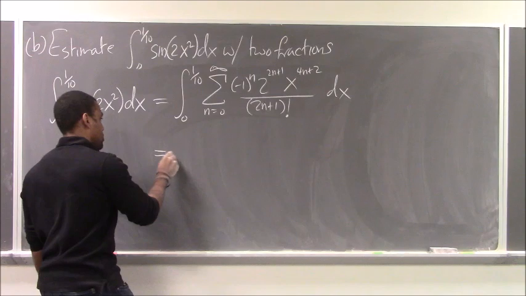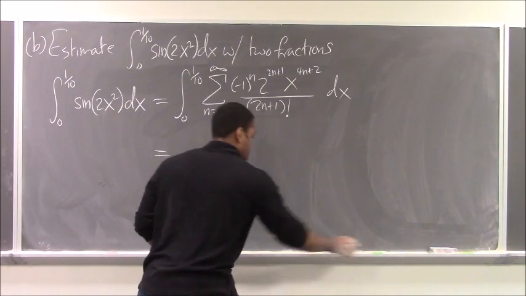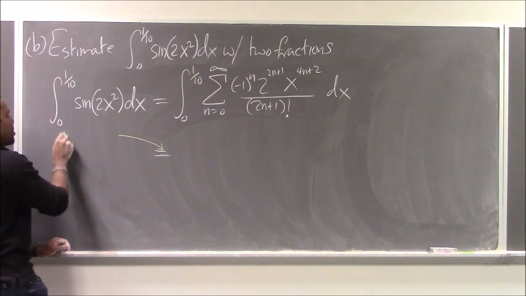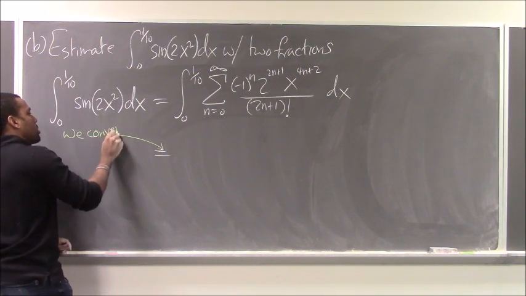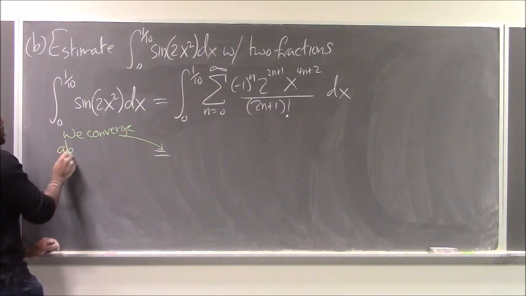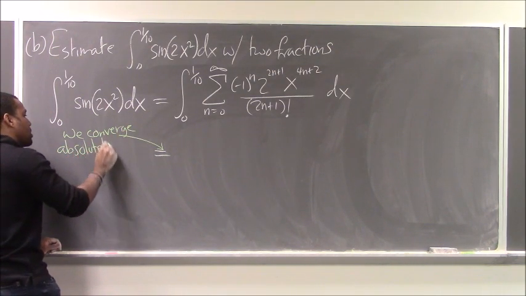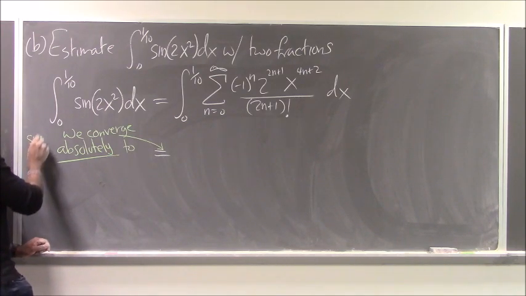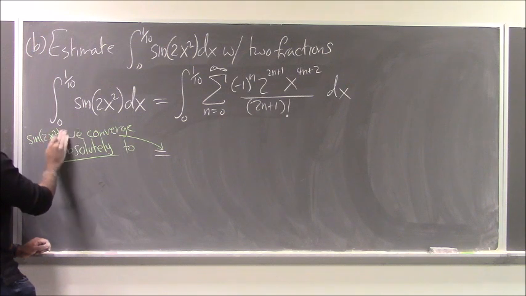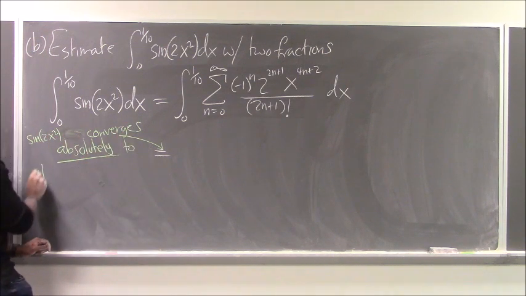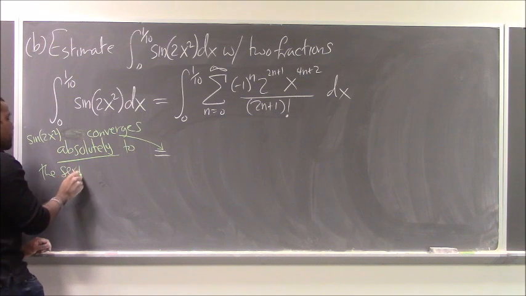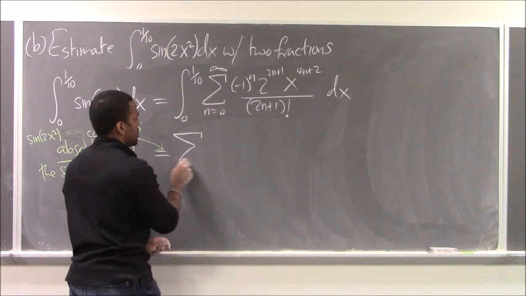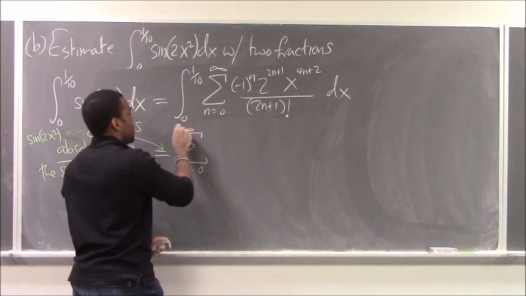Now, because we know that we converge absolutely, that's the important key. Sine of 2x squared converges absolutely to the series. I'm allowed to switch the summation and the integral sign.